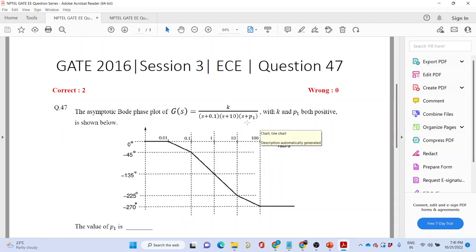So this is the first question. You need to find the asymptotic phase with k and p positive. You need to find the value of this pole p1. So I would give you 3 minutes. I hope you have understood what I have just taught. Just try to do the sum and tell me what you are getting.